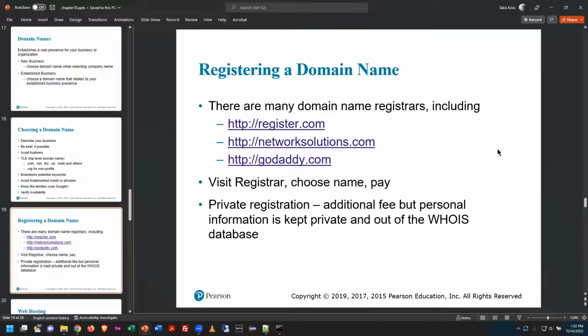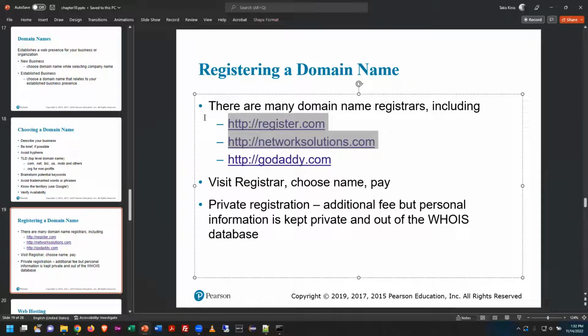What's happened is, in the old days, we had very few options. These were in the 90s and early 2000s. Those were kind of the only options. And then you had companies like GoDaddy come up. And GoDaddy right now is probably the biggest seller of domain names. And you can go to these websites and basically look up a web name and purchase it from these companies.